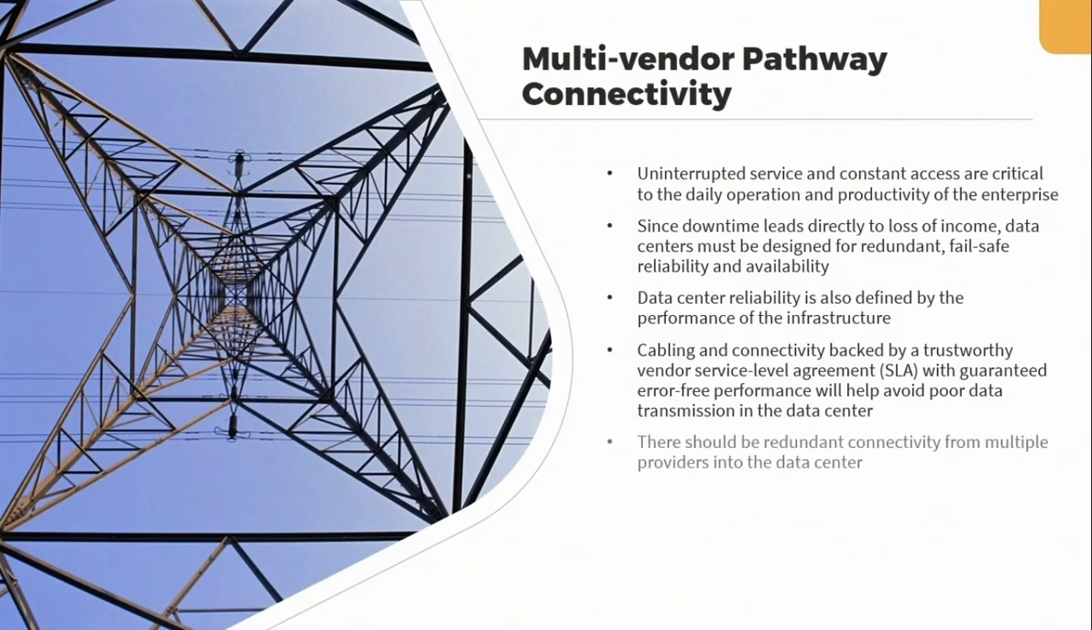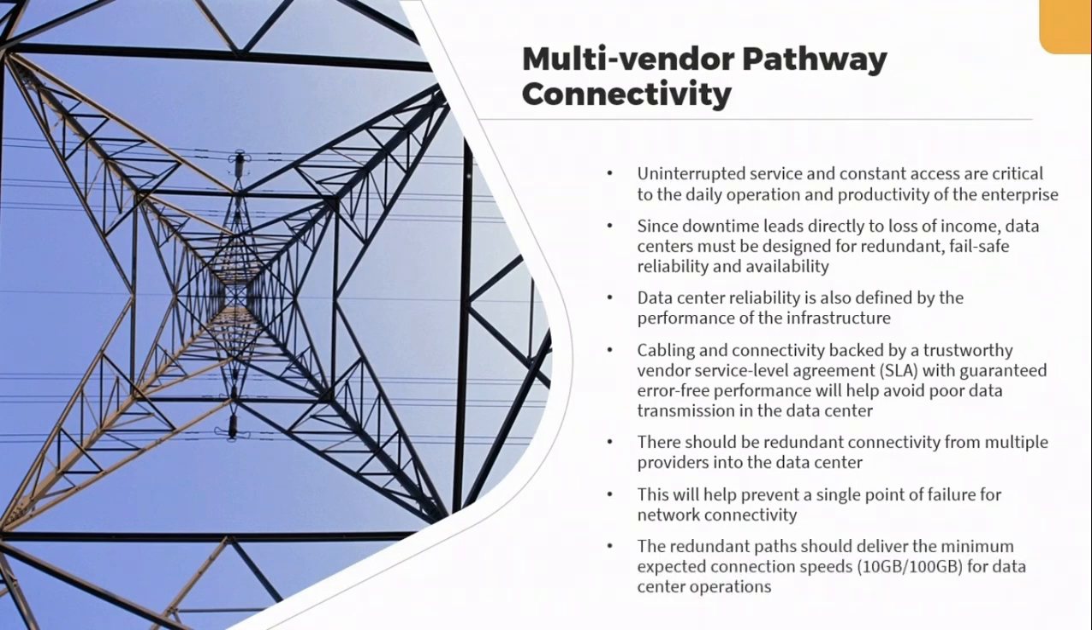At the heart of multi-vendor pathway connectivity is redundant connectivity from multiple providers into the data center. This will help prevent a single point of failure for network connectivity. The redundant paths should deliver the minimum expected connection speeds, for example 10 gigabit per second or 100 gig for data center operations. An example would be having a data center connection with a direct connect 100 gig to a provider for AWS and a 100 gig ExpressRoute to Azure.